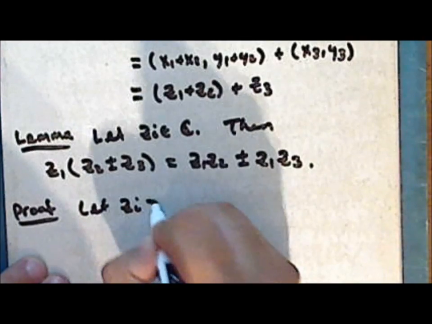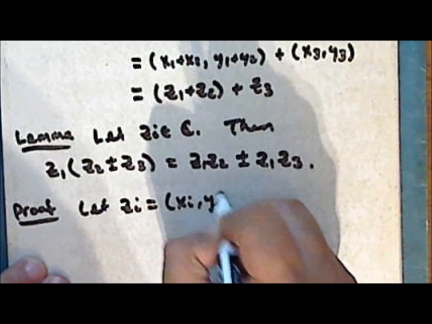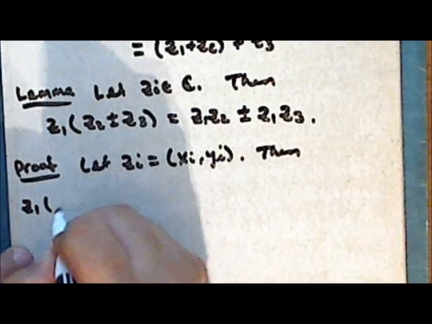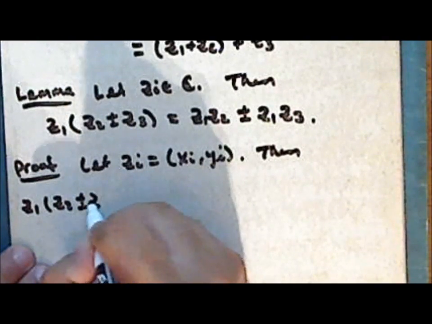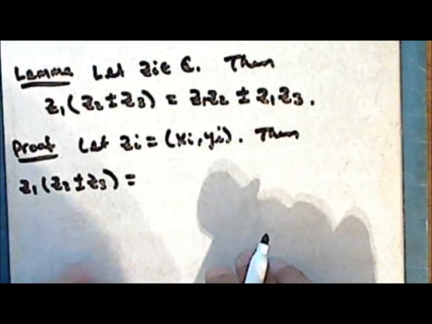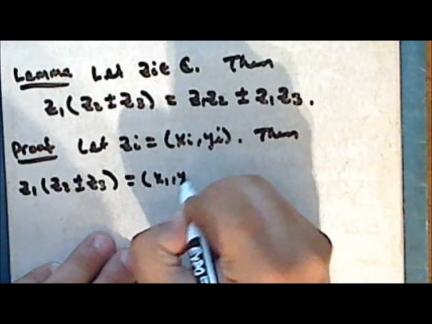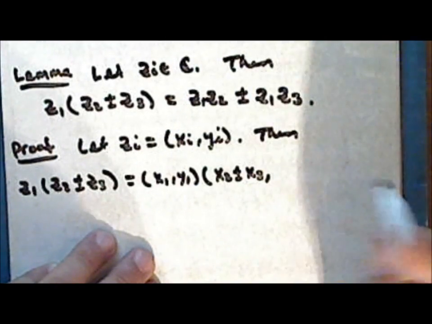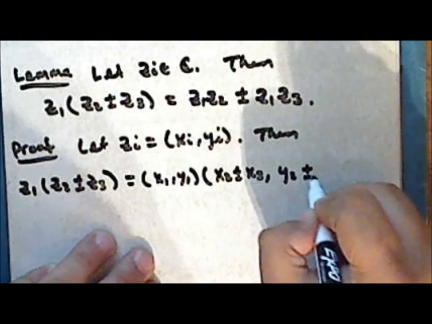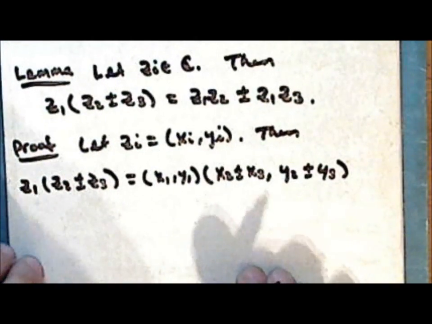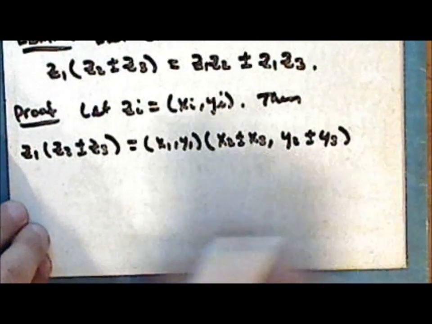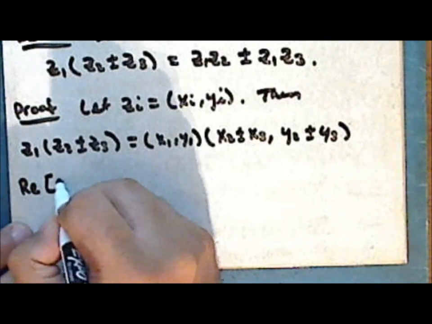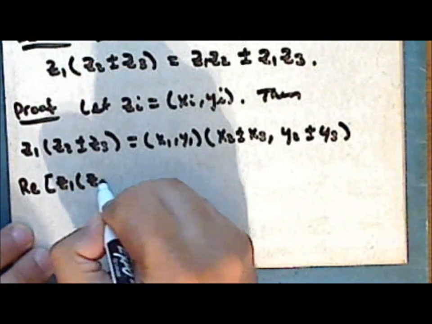Let z sub i be the ordered pair x sub i, y sub i. Then the product of z sub 1 with the sum or difference of z sub 2 and z sub 3 is the product of two ordered pairs. The first is x1, y1, and the second is x2 plus or minus x3 as the real part, and y2 plus or minus y3 as the imaginary part. We're going to break this down into real and imaginary parts. So first we're going to look at the real part of the product of z sub 1 with the sum z2 plus z3.